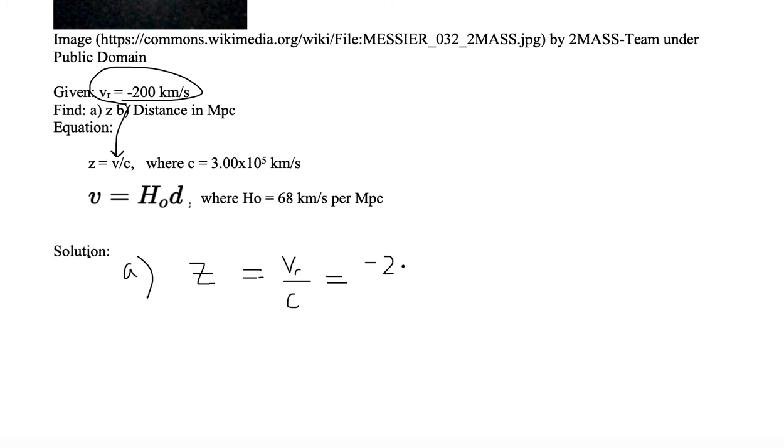Now the value is negative. Since the value is negative, it's telling us that this particular galaxy is moving towards us. By design, negative in this case is towards us. The value for c that we're going to use is 3.00 times 10 to the 5th kilometers per second, and we're going to substitute it in there. And I'm just going to shorten it to 3 times 10 to the 5th.